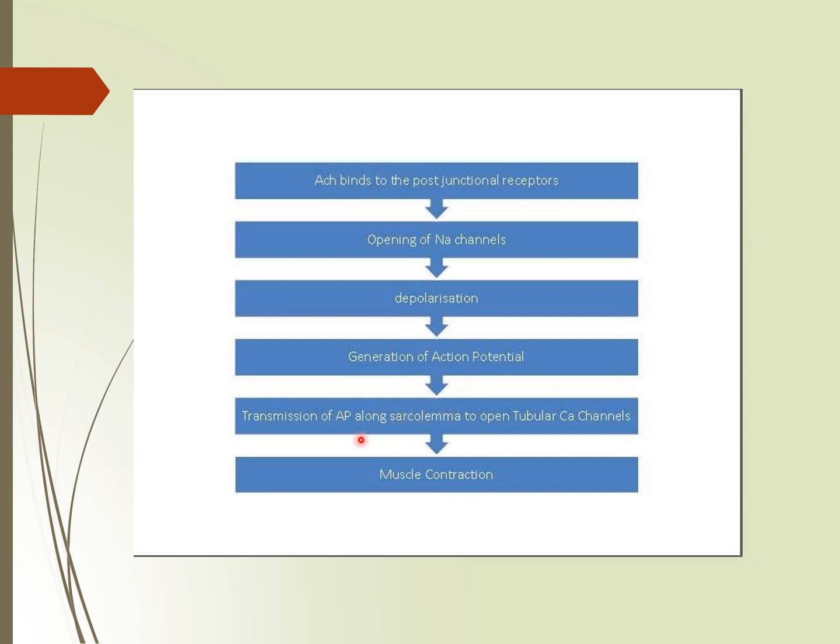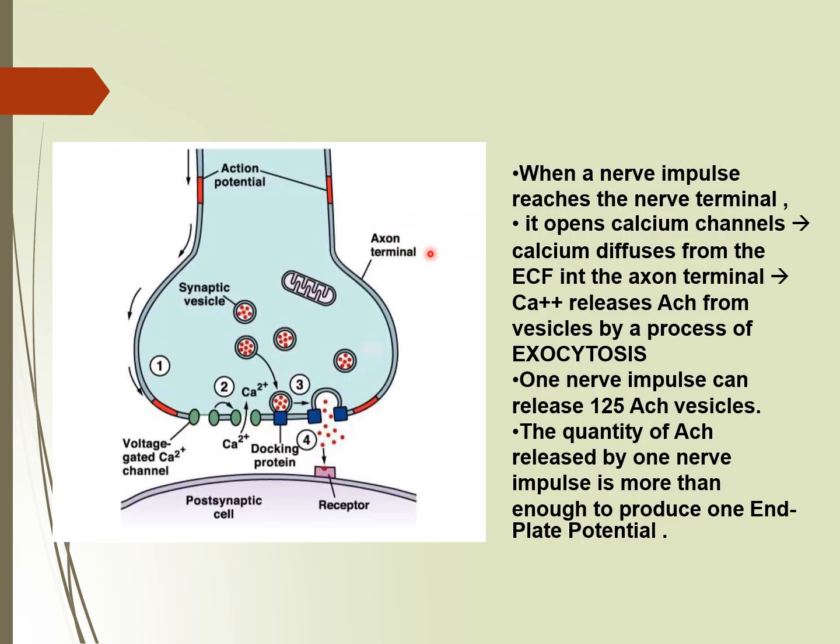So this transmission of action potential allows the sarcolemma to open tubular calcium channels. On the muscle, there are again tubular calcium channels present. That will finally lead to muscle contraction. This is the final response of the neuromuscular transmission: the nerve signal leads to the final response of muscle contraction. So these are the events which take place starting from the nerve, presynaptic membrane, synaptic cleft, and then postsynaptic membrane, finally muscle contraction. This is in sentence formation.